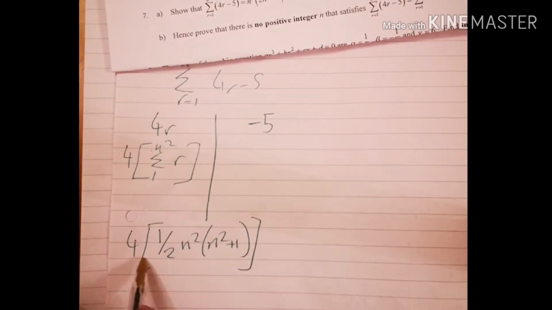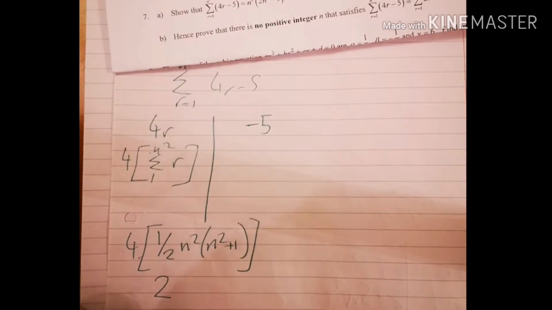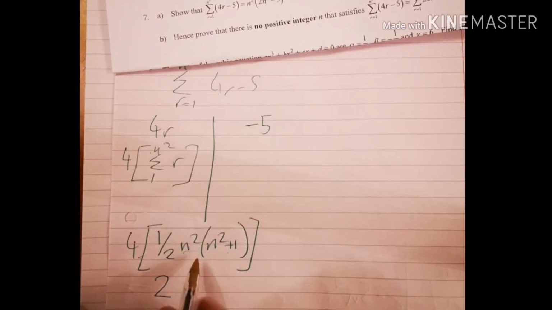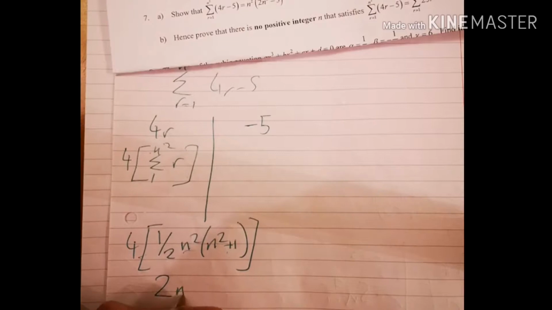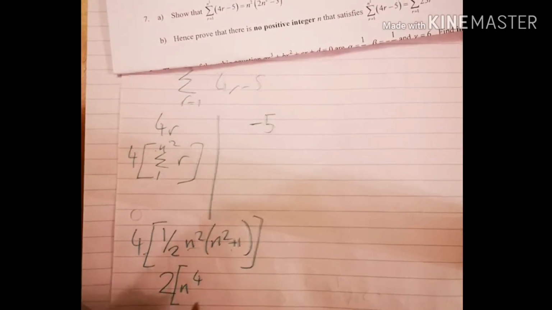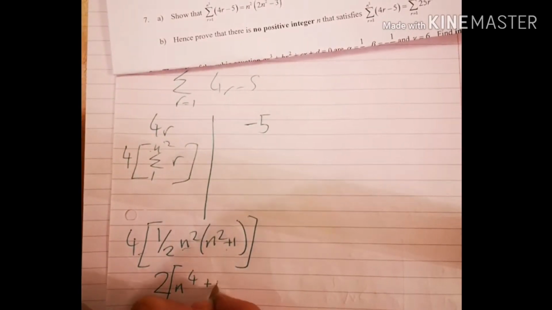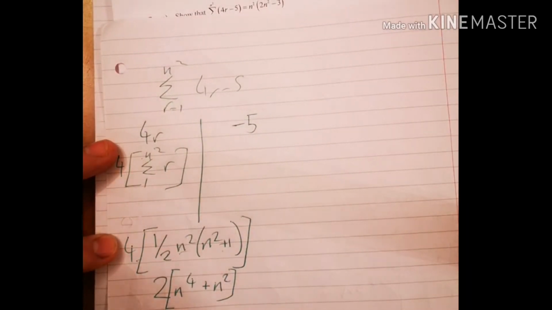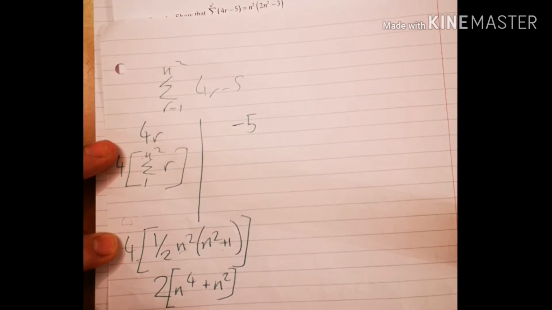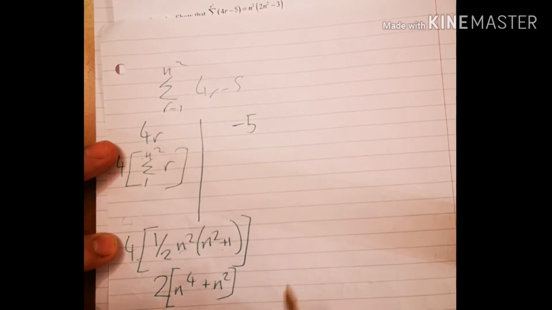I'm just going to expand the brackets. I'm going to expand these two first to make it 2. I'm going to expand the right hand side, so it's n squared times n squared, which is n to the power of 4. And then I'm doing n squared plus 1, which is plus n squared. I'm going to expand this bracket again, just to give me 2n to the power of 4 plus 2n squared.